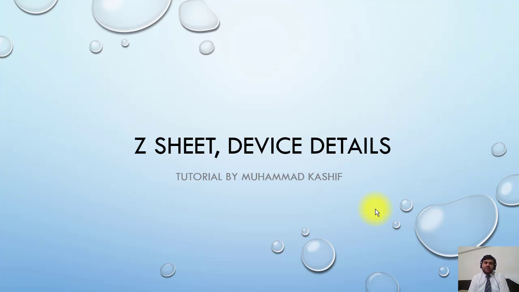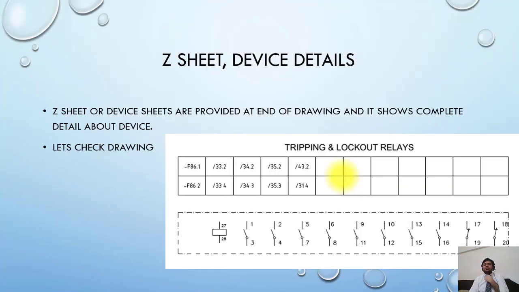For example, you have a distance relay or differential relay or a contactor installed, and if you want to see how many auxiliary contacts of this specific contactor are used in the drawing, how could you trace it? So this is how you will be able to trace it. Z sheets are provided at the end of the drawing, showing complete information about a single device.